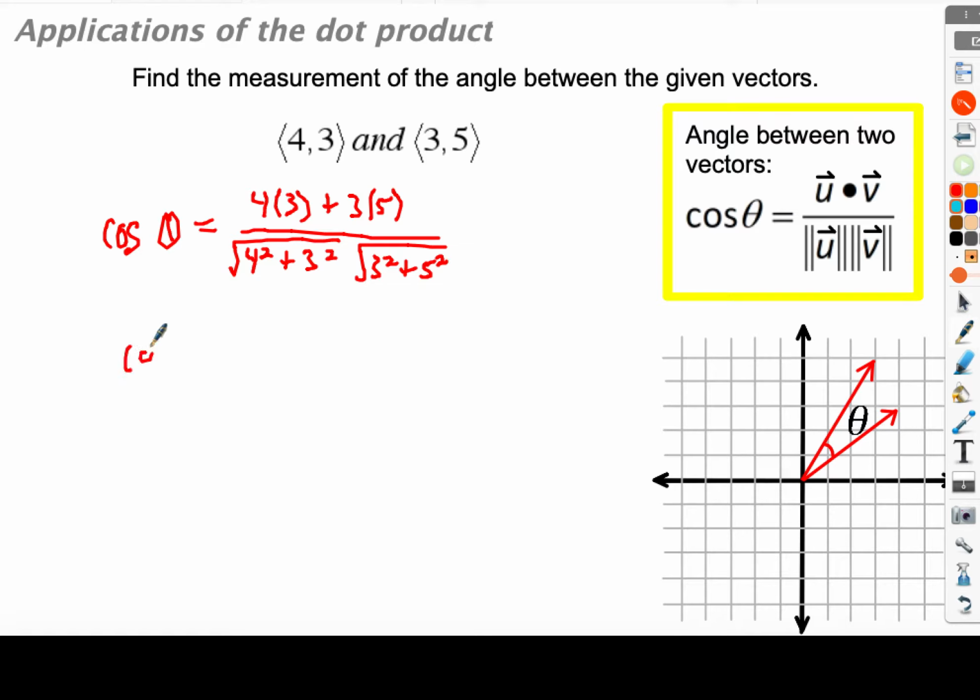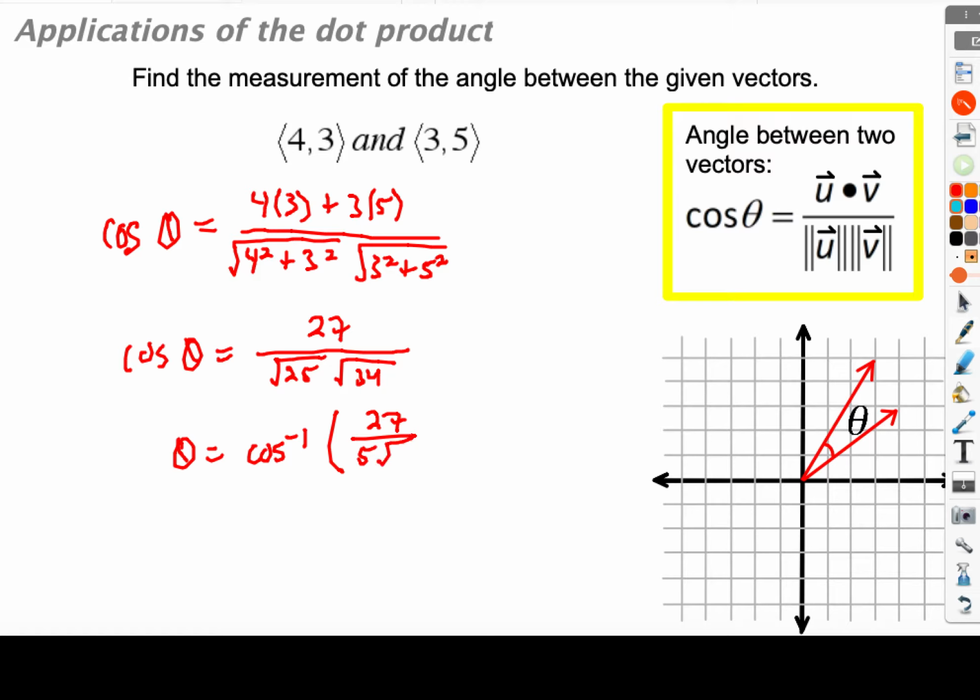So again, the cosine of theta will equal, well, the dot product would be 12 plus 15, so it would be 27. On the bottom, the square root of 16 plus 9 is 25, so basically 5. And again, 9 plus 25 would be the square root of 34. So the inverse cosine then, right, of 27 over 5 root 34.